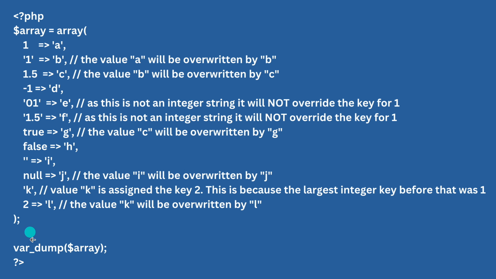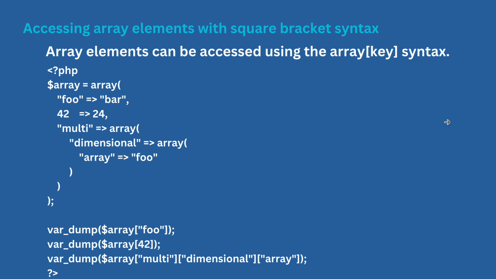So we have already seen this overridden one, right? This is one example of overriding. So we have 5 minutes. We are now going to see how we can access the array elements.